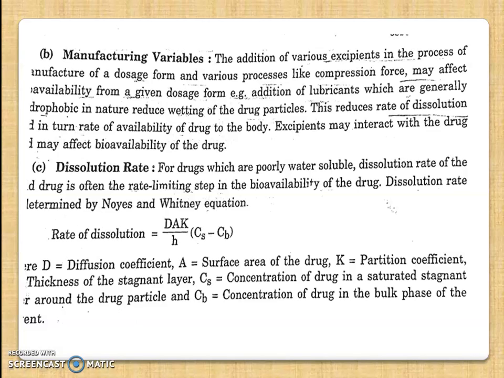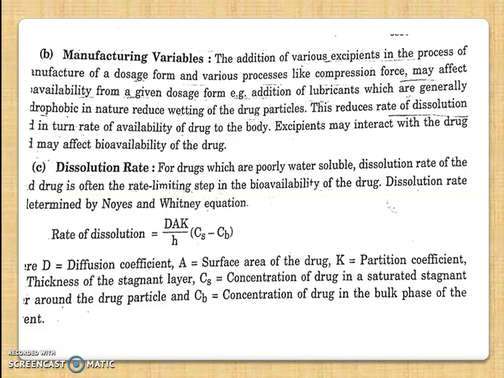Then manufacturing variables: the addition of various excipients in the manufacturing of the dosage form and processes like compression forces may affect bioavailability. For example, the addition of lubricant, which is generally hydrophobic in nature, reduces wetting of the particles, due to which the rate of dissolution is reduced, and in turn the bioavailability of the drug also gets reduced. So excipients also interact with the drug and affect bioavailability.